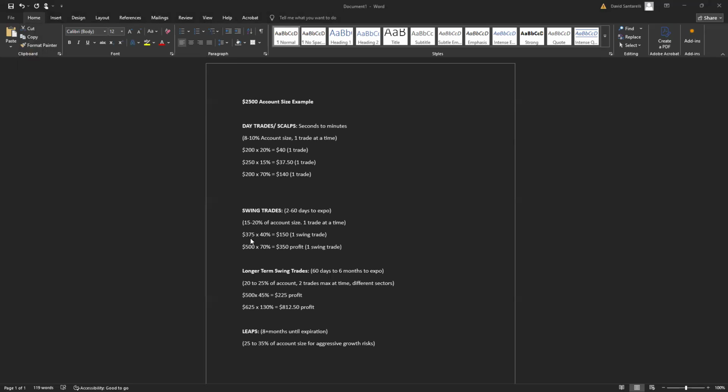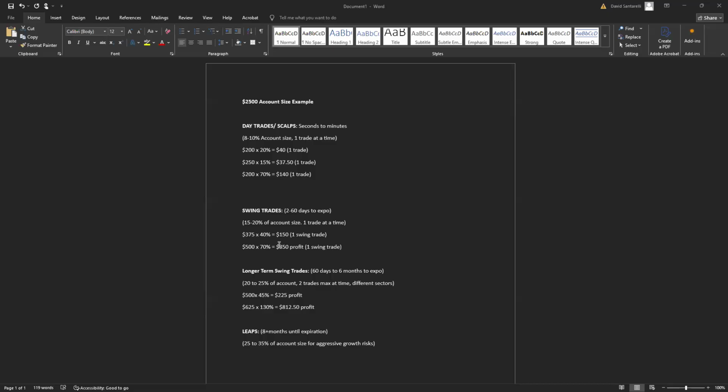All right, so getting back to this, swing trades, 2 to 60 days. Like I said, $375 to $500 per trade. You make a $375 trade, it makes 40% return, that's 150 bucks. On the higher end, a $500 trade with a 70% gain, it's a $350 profit. So you can see a $350 profit just grew your $2,500 account really quick, more than 10% off of just one trade.